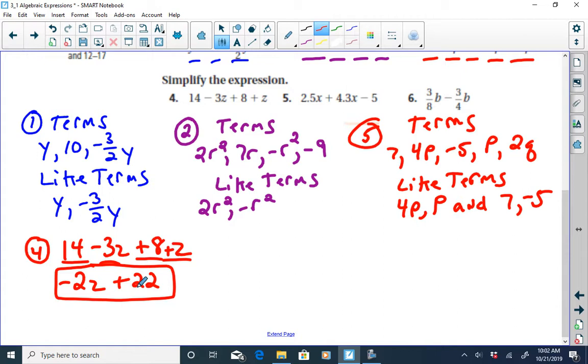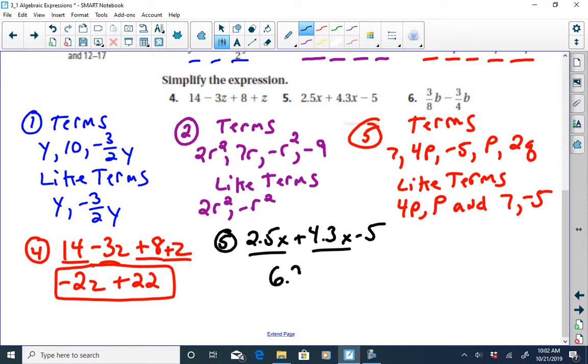And remember, an expression is in simplest form when we have no like terms and no parentheses. I have no parentheses in this expression, and my terms do not share the same variable to the same power. All right? Problem 5. Write the expression 2.5x plus 4.3x minus 5.